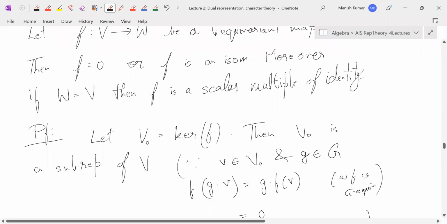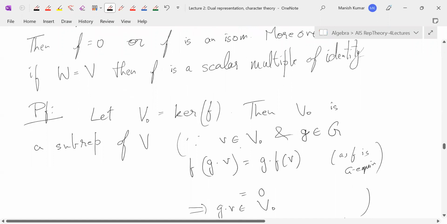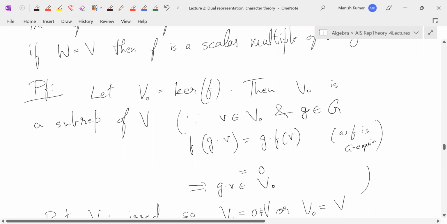Let's just check why it is a sub-representation. So let's take v in V0. What do we have to check? We have to check that g dot v is again in V0. Let g in G, then F of g dot v is the same as g dot F(v) because F is G equivariant. But F of v is zero because V0 is the kernel of F and little v is in the kernel. So F of v is zero, and of course g sends zero to zero. So we get that F of g dot v is zero. So that tells you that g dot v is also in the kernel of F. That proves that V0 is a sub-representation.